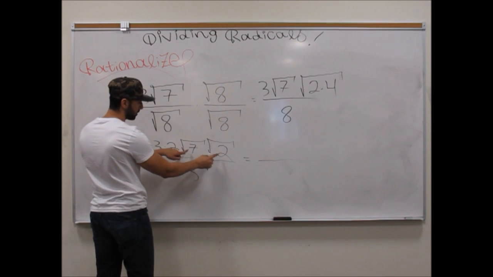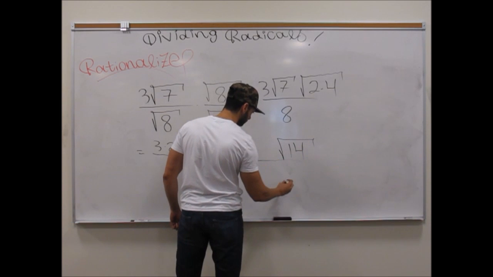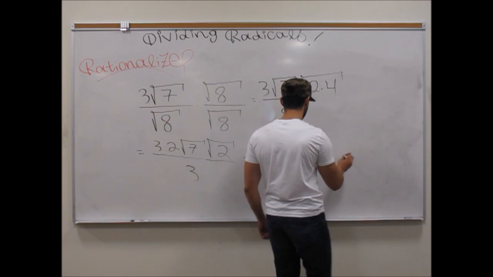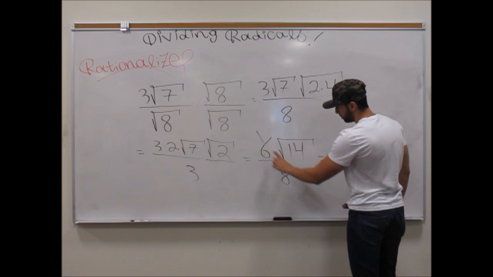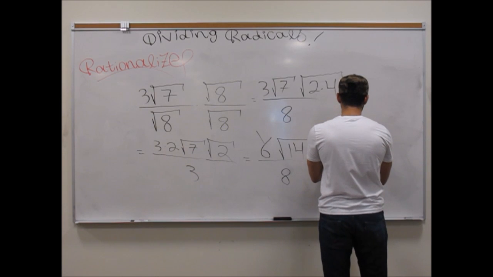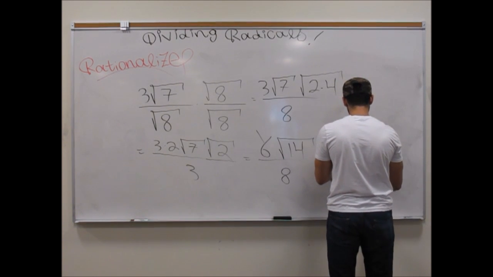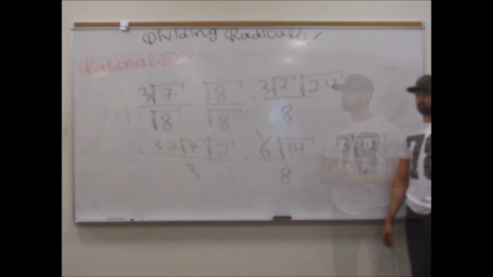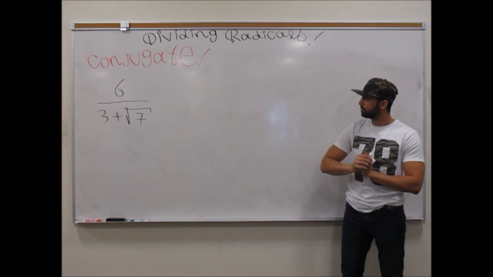So now multiplying these radicals, you get rad 14. You have the 8 here, and 3 times 2 is 6. So then this simplifies to 3/4. So you get rad 14 times 3/4. So that's the answer.